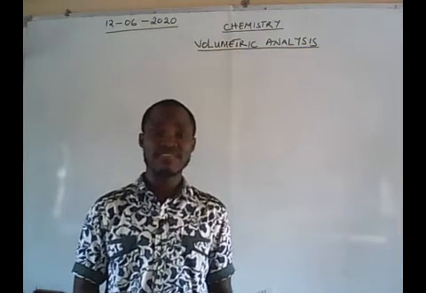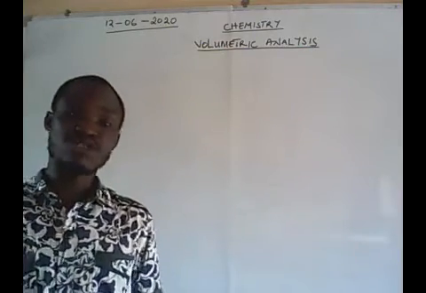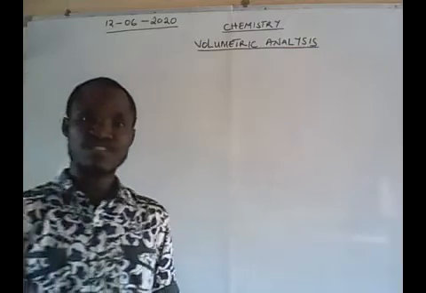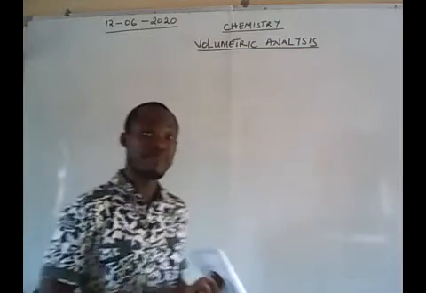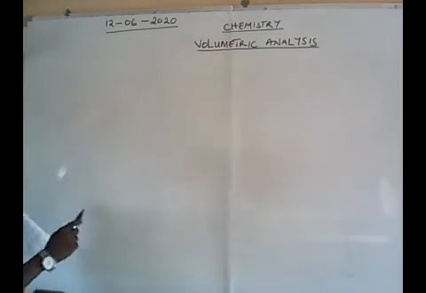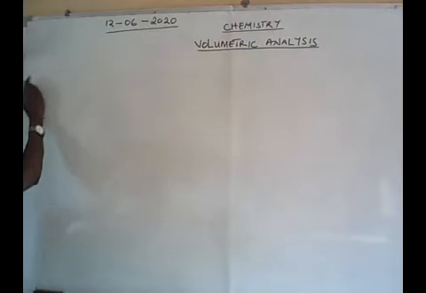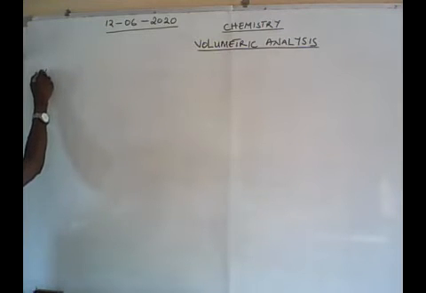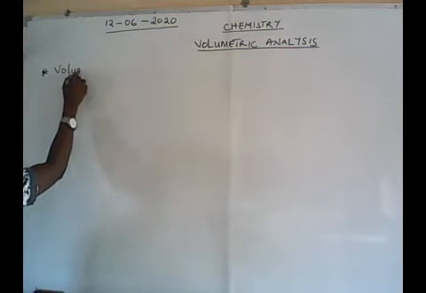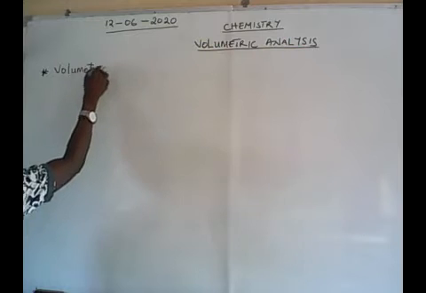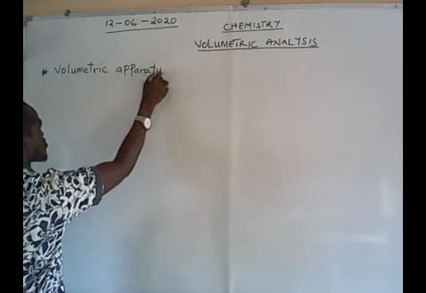So under volumetric analysis, we'll be taking a look at these key things in conjunction, which we are not going to waste much time discussing, because some of them you are already familiar with. So what we'll be taking a look at under volumetric analysis, the first on the list, is volumetric apparatus.